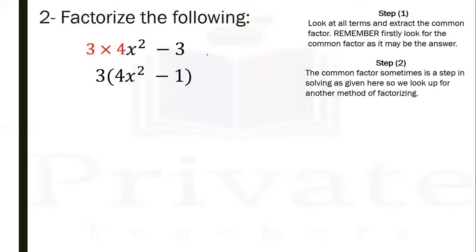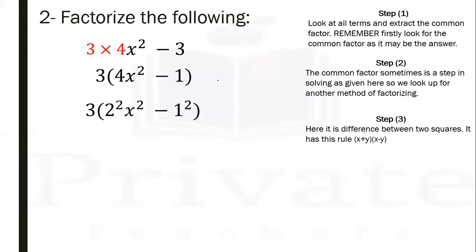Here, 4x squared: the 4 is a square number, x squared is a square number, and 1 is a square number. The sign between them is minus. That means this is a difference between two square numbers. The difference between two square numbers has a rule: x plus y and x minus y, within two brackets. So 2x minus 1 and 2x plus 1, putting 3 outside the brackets.